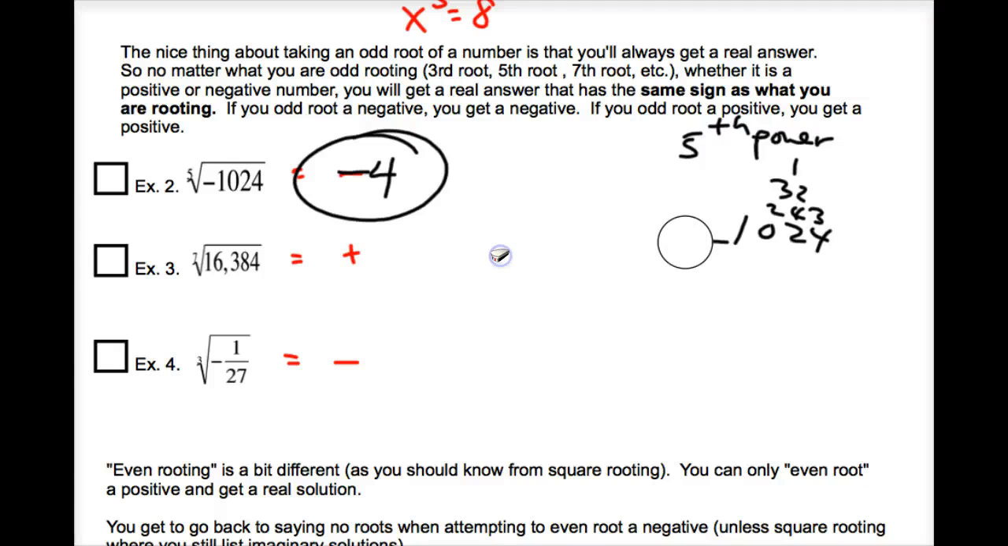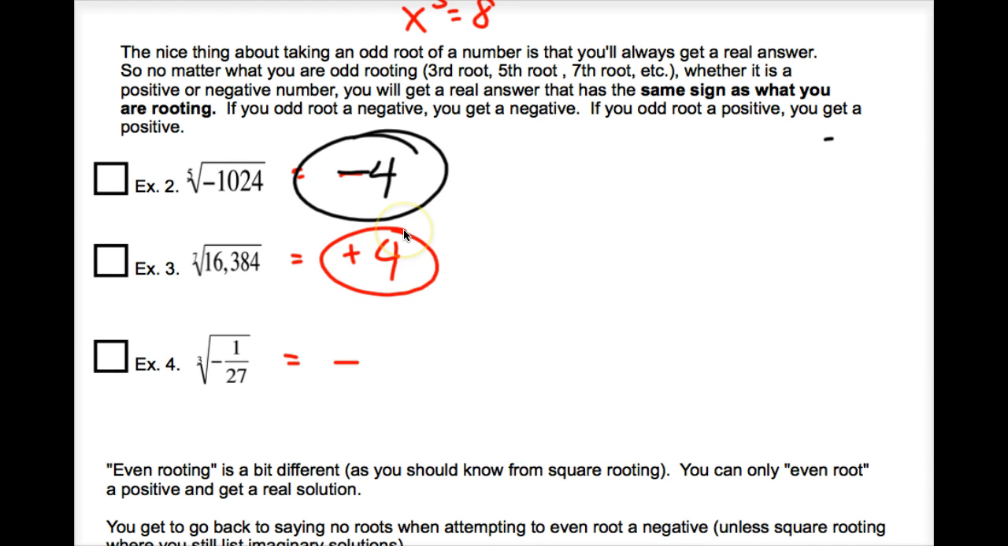Apply that to example 3. 16,384, and I want to seventh root it, so I'm going to go to the seventh power. And again, I see that's the fourth number down in the seventh power column. So the seventh root of 16,384 is 4. This one again is positive 4 because it was positive on the inside.